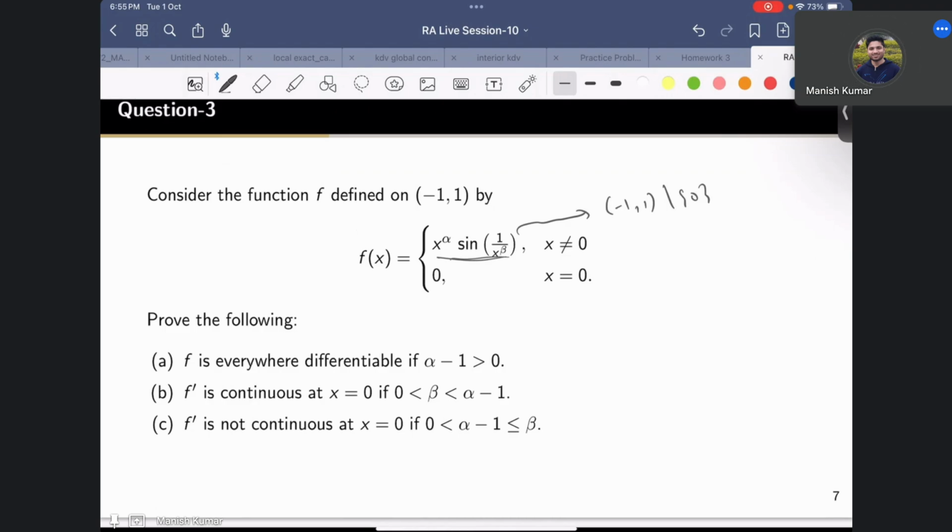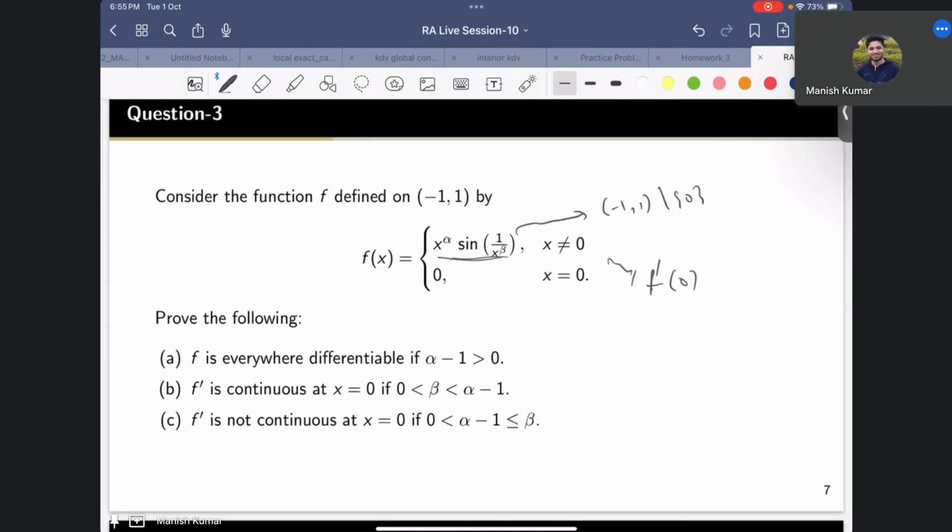Now from here I'll get f prime. Now we'll see how f prime looks like, and then we'll see if f prime is continuous at x equal to 0 or not. When I say to check continuity, that means that f prime of 0 should make sense. That is the first thing. If it makes sense, that means f is differentiable at 0. Now if f is differentiable at 0, we have to check whether the derivative function is continuous at 0. So these are the two questions that we have to answer here. So we'll see how to prove these things.